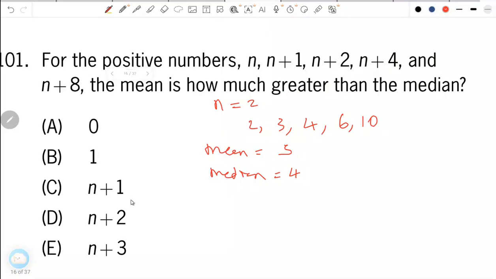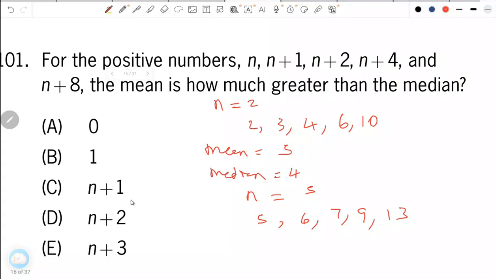Since you have gotten an actual value and the question says for positive numbers, this should always work. But quickly try another number. Let n equal 5. So we have 5, 6, 7, 5 plus 4 is 9, 5 plus 8 is 13. The median is 7. Now calculate the mean: 5 plus 6.